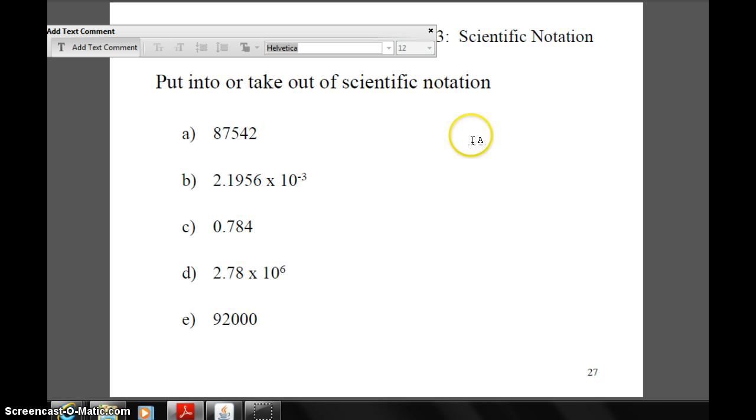Maybe I'll use the text again. It's 87542. If I were to put it in scientific notation, the decimal right now is right after the 2. So I'm going to move it 1, 2, 3, 4 spots. So it's going to be 8.7542 times 10 to the power of 4.